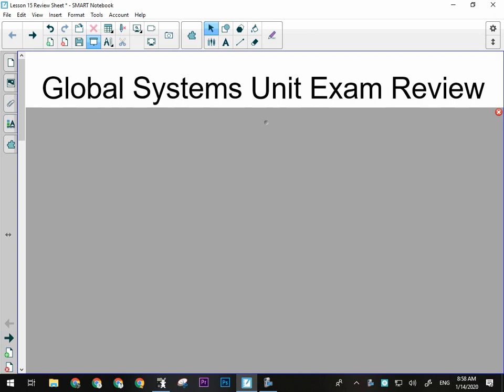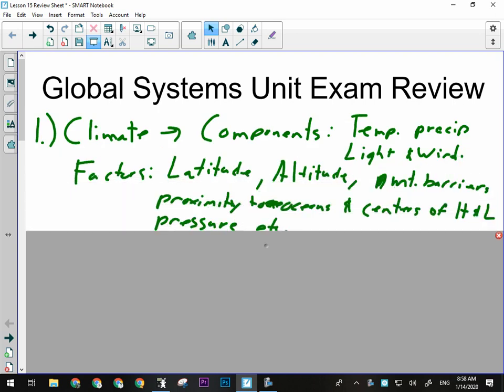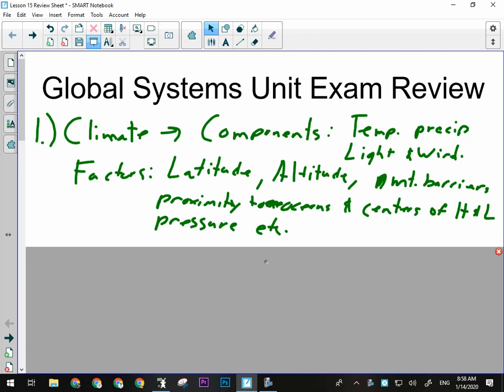All right. So first thing we talked about in this unit was climate. The things we need to understand are the components of climate and the factors that affect them. So components of climate: temperature, precipitation, light, wind, and then the factors that affect it. That would be latitude, altitude, proximity to mountains, proximity to the ocean, all of that kind of stuff.